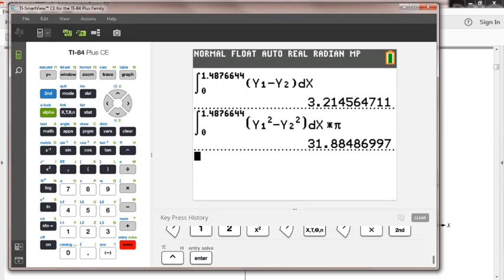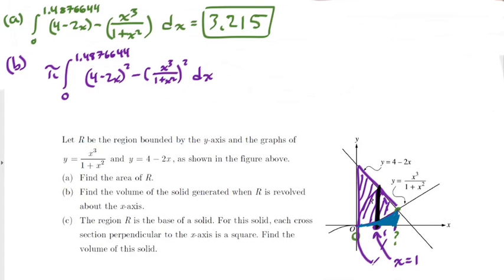Boom. 31.884. Actually, let's just do 31.889. That sounds good. Did I round it wrong? 31.885. I'm good at rounding. I teach calculus. Okay, let's do letter C.